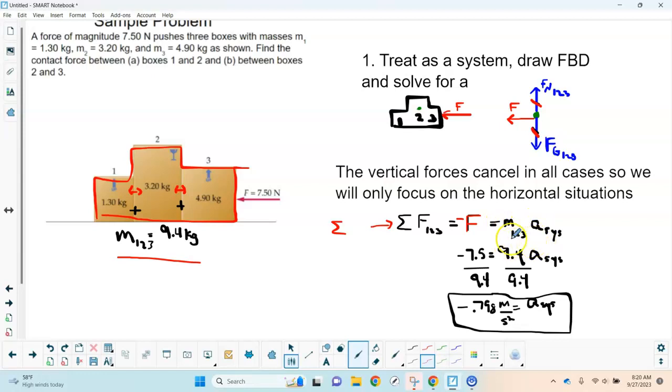Notice I put in the subscripts. So this is the forces on all of the boxes at once, our system. You could write system here, but I just write 1, 2, 3. And that would be the mass of 1, 2, 3, and that would get us their acceleration of everything together.